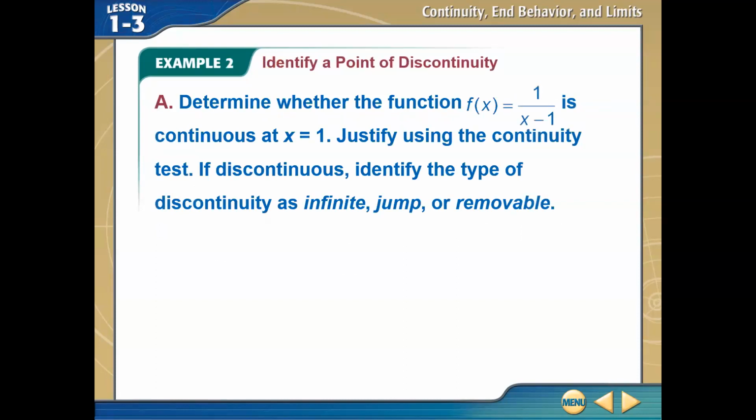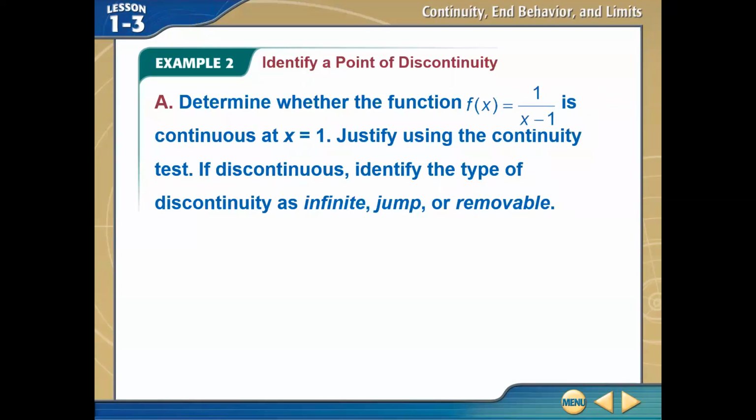Okay, identifying a point of discontinuity. Here we have to use the limits because they tell us what type of discontinuity we have in the continuity test. So it says determine whether the function f of x, which is equal to 1 divided by the quantity x minus 1, is continuous at x equals 1. Justify using the continuity test. If it's discontinuous, identify the type of discontinuity as infinite, jump, or removable.